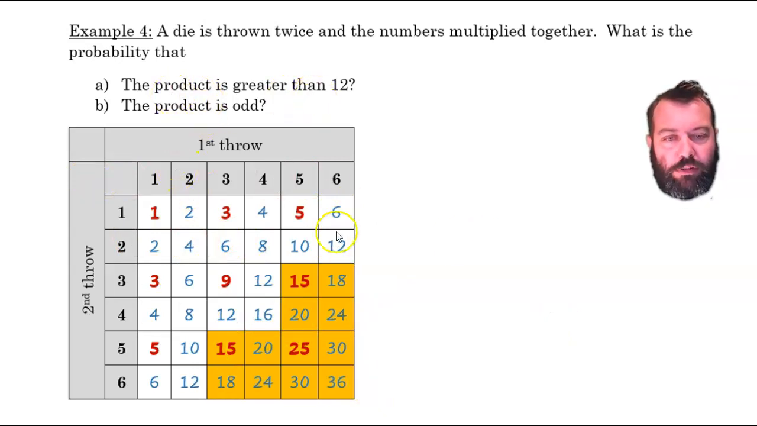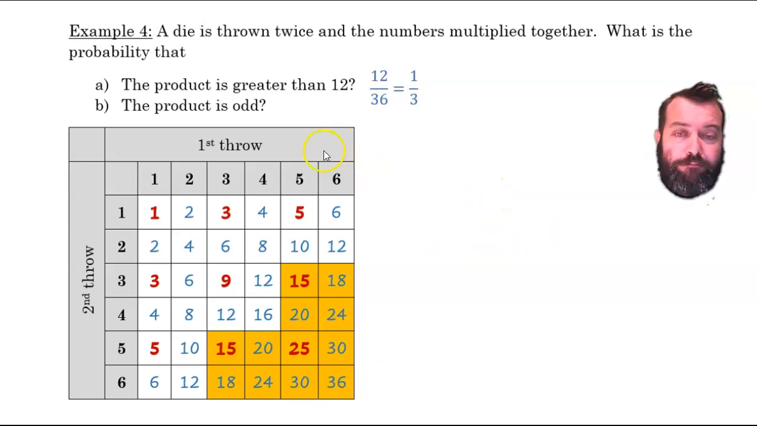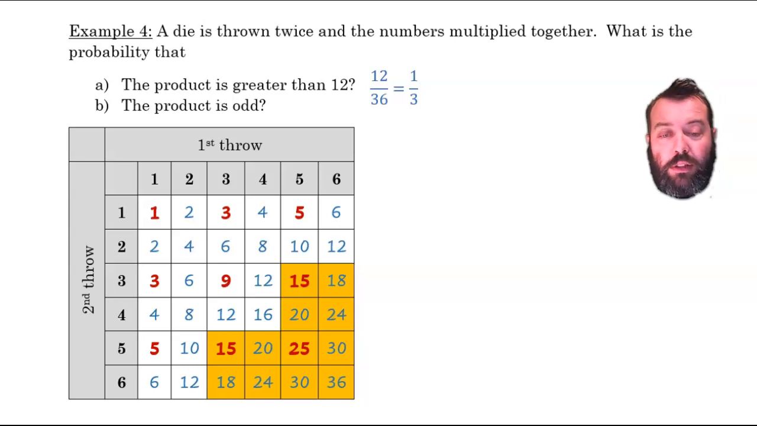So the product is greater than 12. I found all the numbers in that grid that were greater than 12, and I've highlighted them in yellowy orange. If we count them up, we'll see that there are 12 of them. So it's 12 out of 36. 12 out of 36 is 1/3. So there's a 1 in 3 chance that the product will be greater than 12 when I roll the 2 dice and multiply the numbers together.